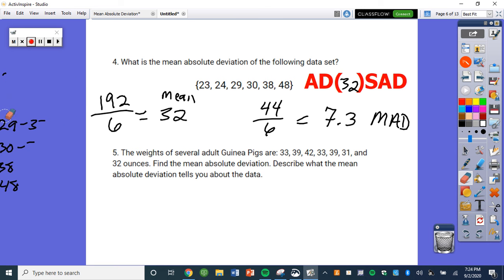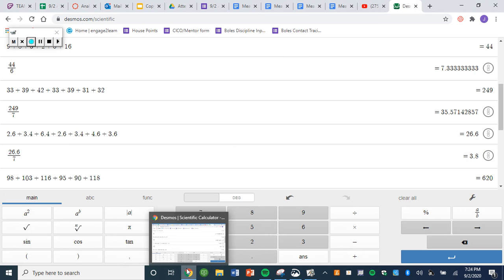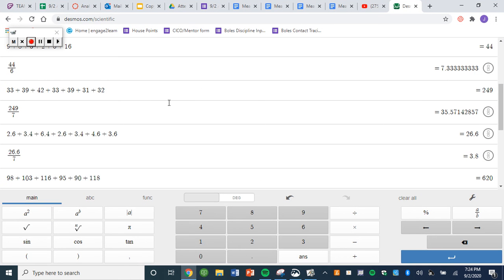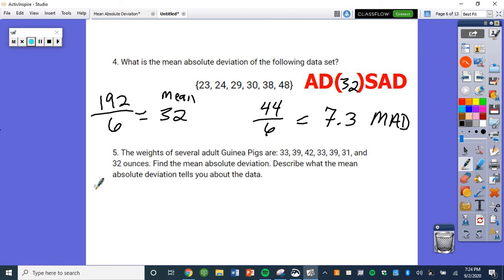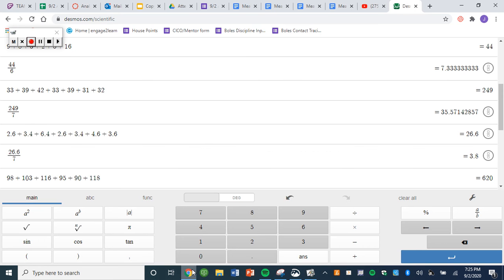Number 5 says the weights of several adult guinea pigs are 33, 39, 42, 33, 39, 31, and 32 ounces. Find the mean absolute deviation and then describe what the mean absolute deviation tells you about the data. I also added all of those together right here. So if I add all those ounces together, you get 249. We're going to divide by the amount, so 1, 2, 3, 4, 5, 6, 7. And that will give us 35.